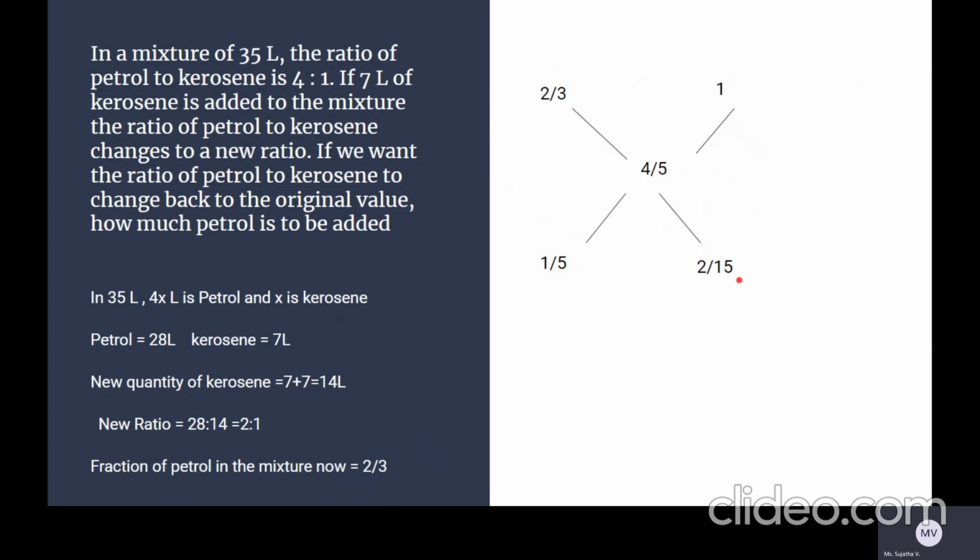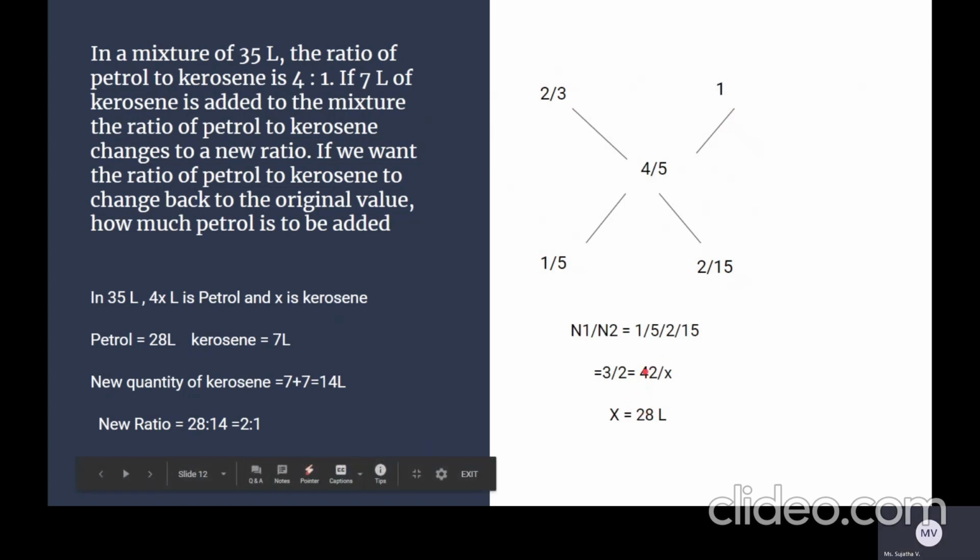Let's take a look at this one. The working. N1 by N2 is equal to 42. I hope you understood how we got 42. It is not 35 liters, right? Kerosene was added. So right now our total quantity is 42. So that is what I have put here. 3 by 2 is equal to 42 by X, right? So you get the quantity of petrol that was to be added, right? N1 by N2. Next question.